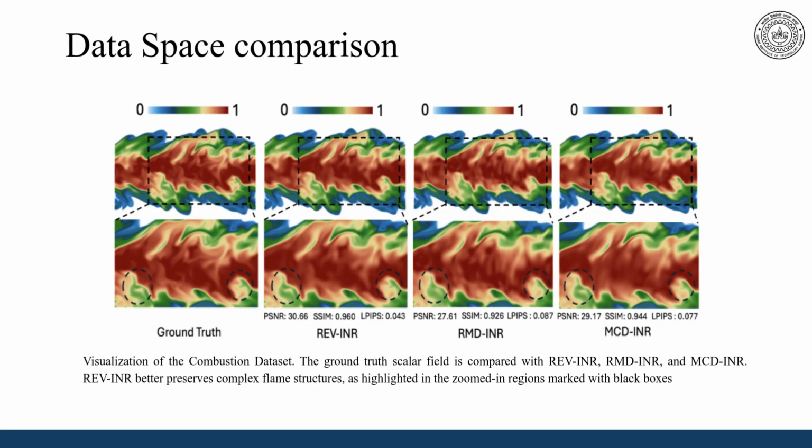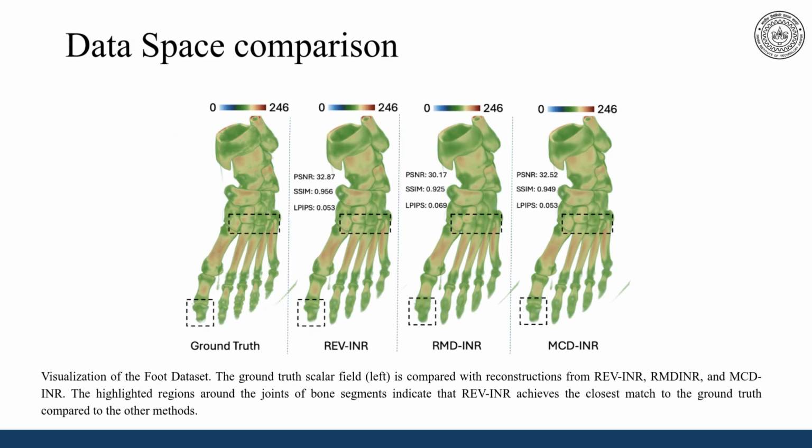Next, we evaluate reconstruction quality through direct volume rendering. On datasets such as combustion, REV-INR better preserves fine-scale structures, including complex flame patterns, and for datasets such as foot, it preserves bone joint details. Quantitatively, REV-INR achieves the best PSNR among uncertainty-aware INRs and consistently outperforms MCD-INR and RMD-INR in PSNR, SSIM, and LPIPS metrics. This confirms that incorporating uncertainty does not compromise reconstruction fidelity.